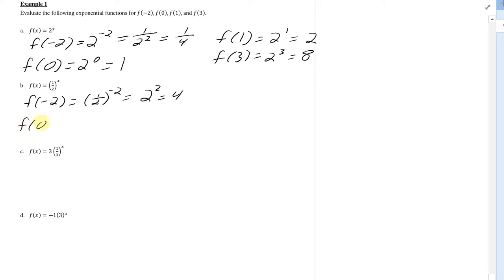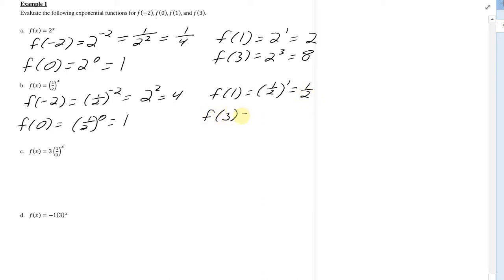Now let's go to f of 0. So f of 0. Now I'm just going to replace the exponent with a 0. And we just talked about this. Anything to the 0 power is just 1. Then I've got f of 1. Anything to the first power is just itself. So this will equal 1/2.